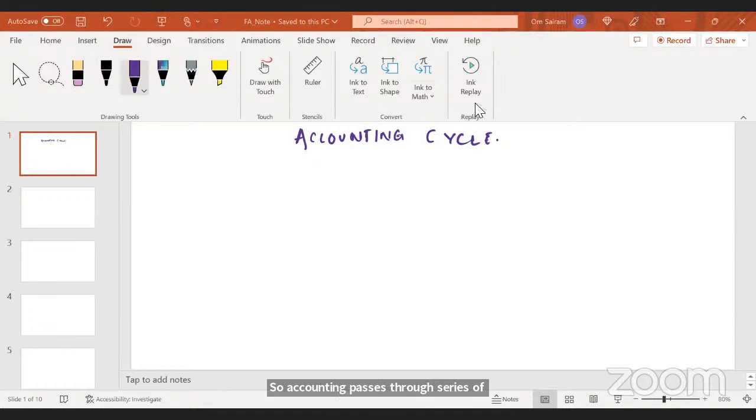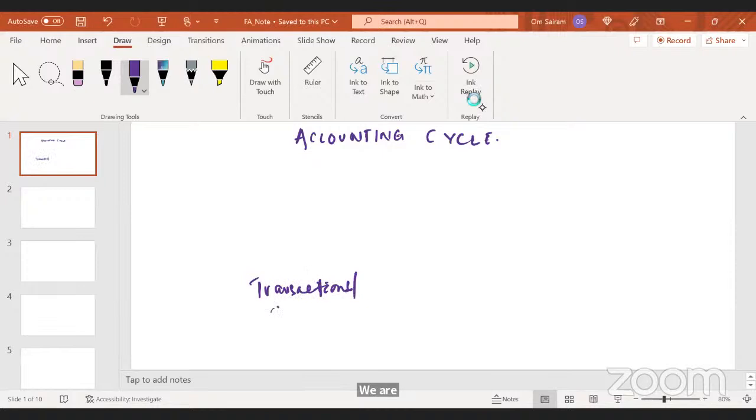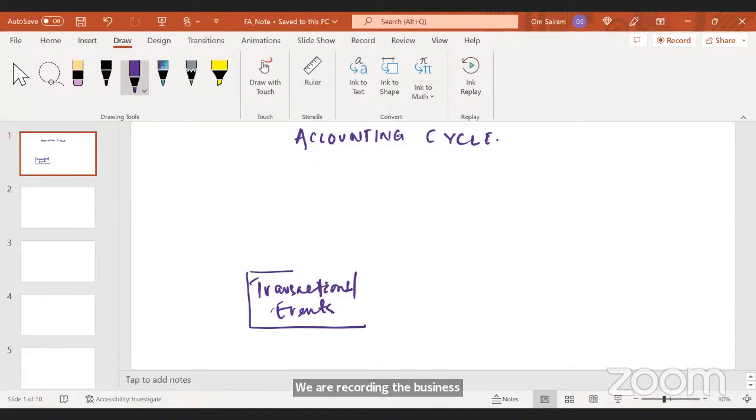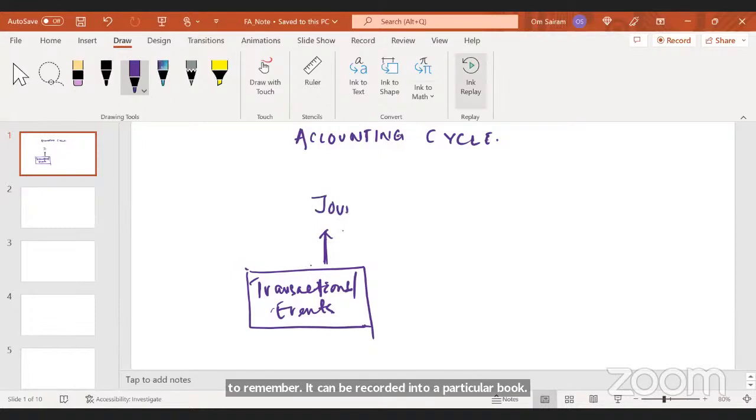So try to remember. First, we are recording business transactions or events. I will discuss in detail what is an event or what is a transaction. These transactions and events can be recorded in a particular book. Try to remember, it can be recorded into a particular book. This book is known as the journal.